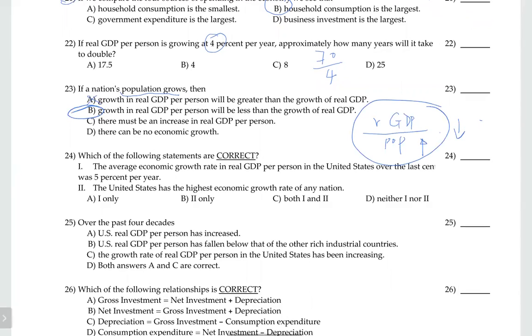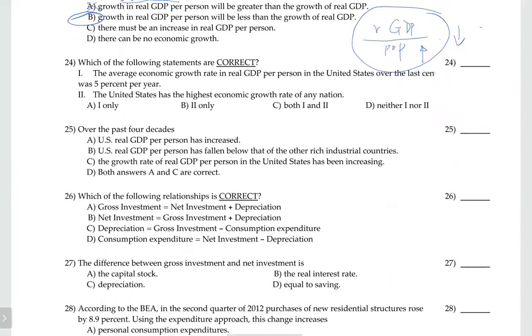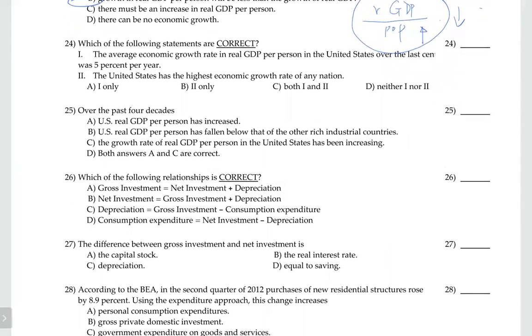Now go to 24. Which of the following statements are correct? A, average growth rate in real GDP per person in the United States over the last century was 5%. Again, these are basic facts in economic growth. Actually, it's close to 2%, not 5. B, the US has the highest economic growth rate of any nation. That's not correct. Right? So clearly there are many countries whose growth rate is higher than the US, India, China, right? So D is the right choice.